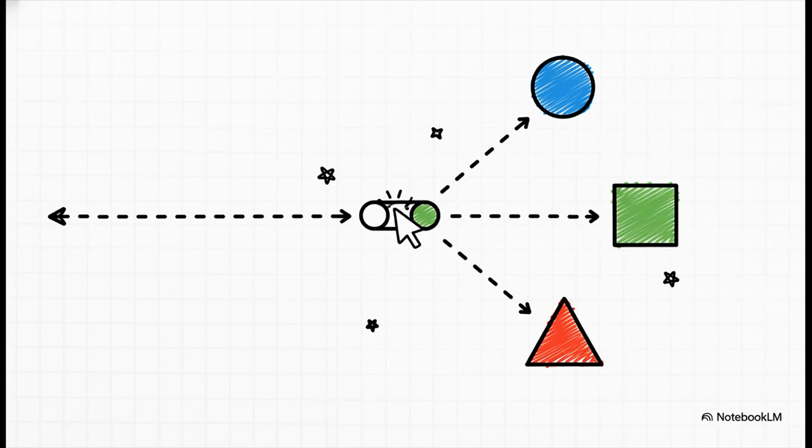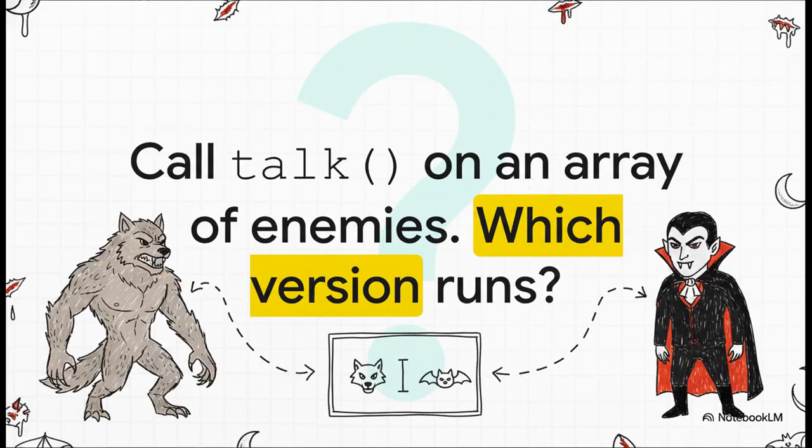So even if we treat a whole bunch of different objects the same way, like telling every single one of them to talk, each one can respond in its own special way. Let's set this up with a question. Imagine we also create a werewolf class that inherits from enemy, and its talk method says, I'm going to bite you. Now, what happens if we put a vampire object and a werewolf object into the same list, a list of generic enemy types, and then we just loop through that list and tell every single item to talk? Which version of that method gets called?